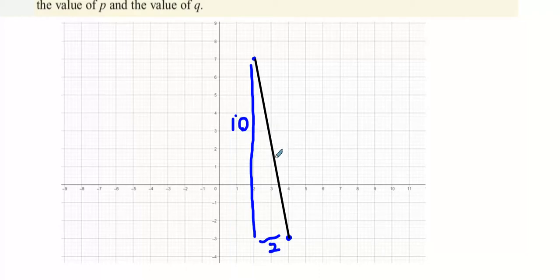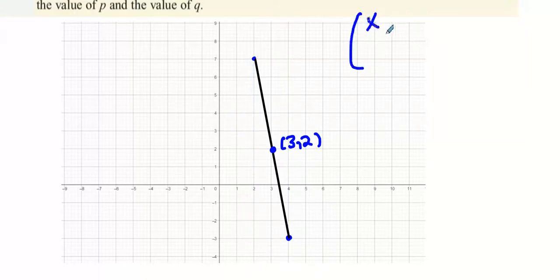So midpoint would mean half that. Go across 1 and up 5. Across 1, up 5 takes you to the point 3, 2. Is everybody okay with that? Now, how would you do that without the graph? How would you figure out what the point is without the graph?